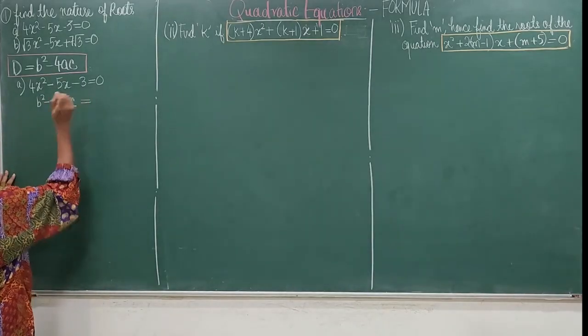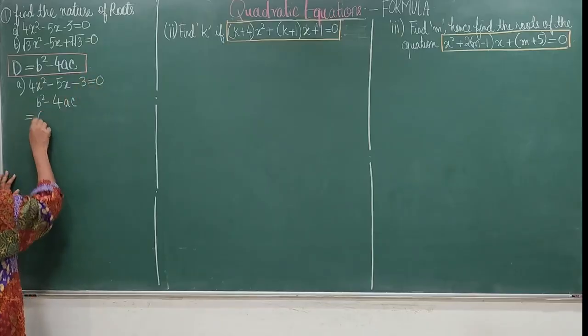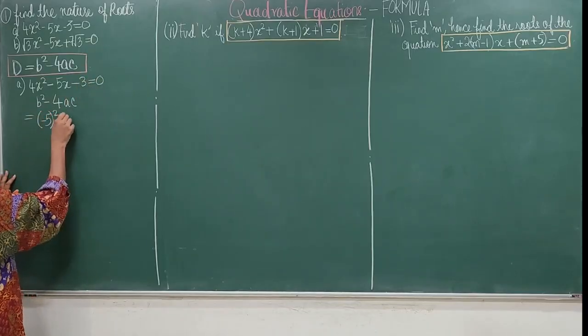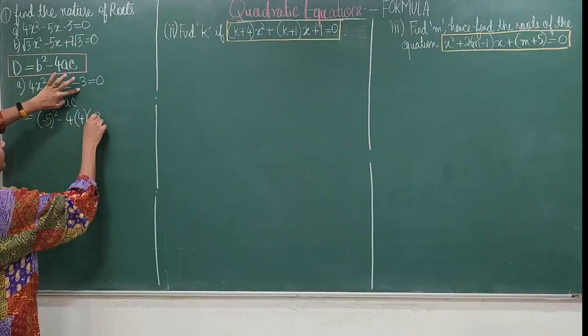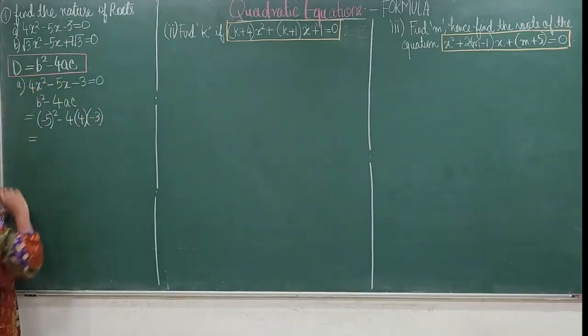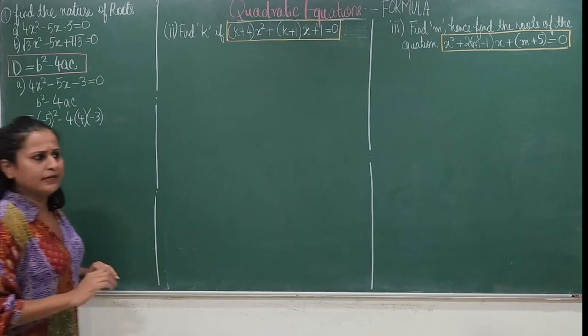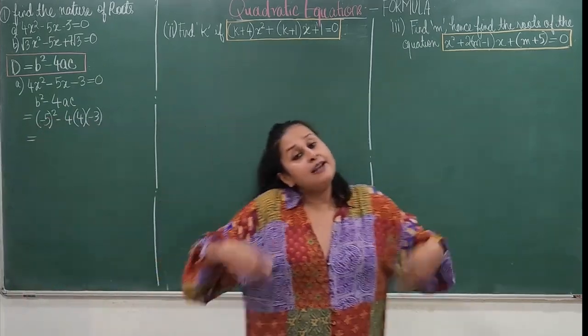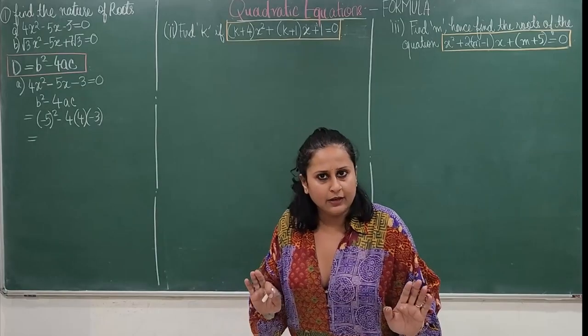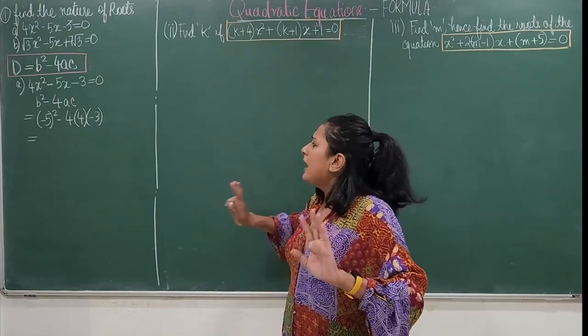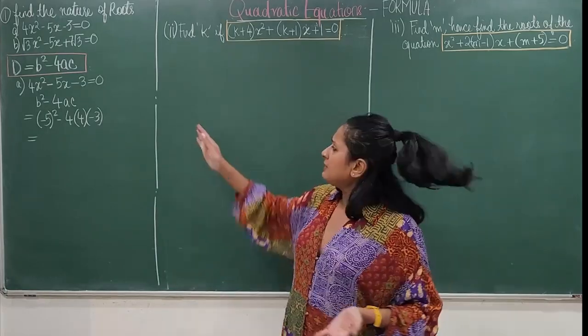What will be the value of the discriminant? Let us see. This will be equal to minus 5 the whole square minus 4 into A, that is 4, into C, that is minus 3. Let us see what is the value. You have to find the value of the discriminant. Whatever is the value, we will then determine what is the nature of the roots. So don't write equal to 0 or anything here. Don't take any illogical steps. This is a logical step.